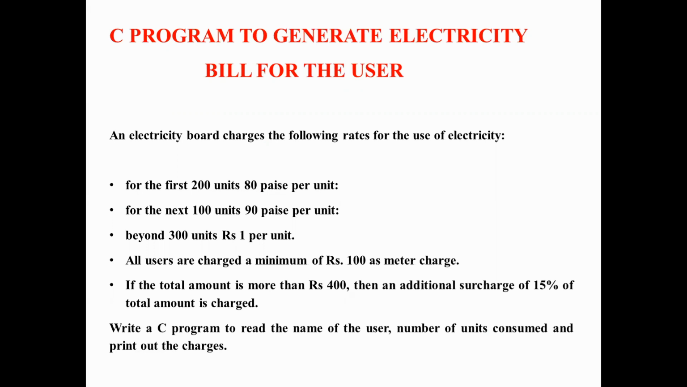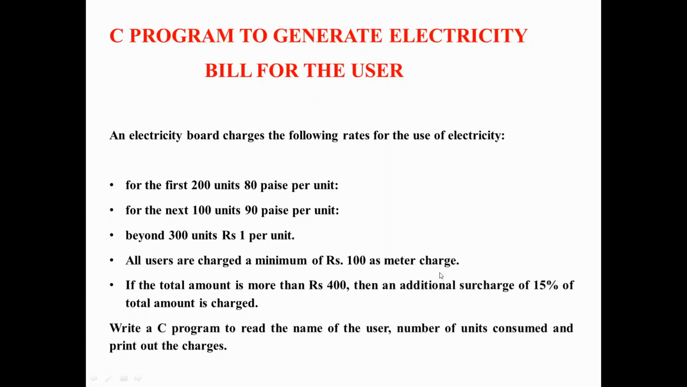An electricity board charges the following rates for the use of electricity. For the first 200 units, the consumer has to be charged 80 paise per unit, and for the next 100 units, 90 paise per unit, and beyond 300 units, whatever units are consumed, he has to be charged rupees 1 per unit. Beyond this, the users will be charged a minimum of rupees 100 as meter charge.